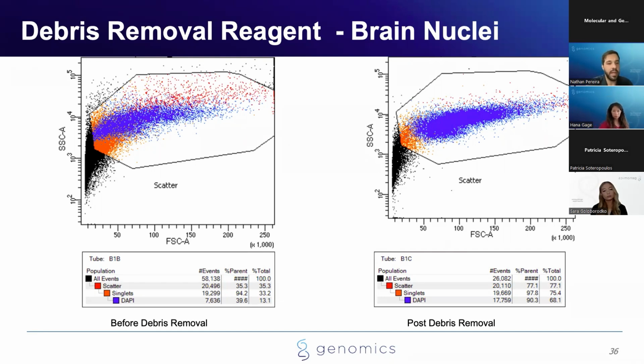So you can see about 39.6% of the total events before debris removal were nuclei, DAPI stained nuclei. And then after a quick, this procedure is about a 15-minute density gradient centrifugation protocol. After this, about 90.3% of the events were DAPI stained nuclei. So a huge improvement in the cleanliness of the prep.